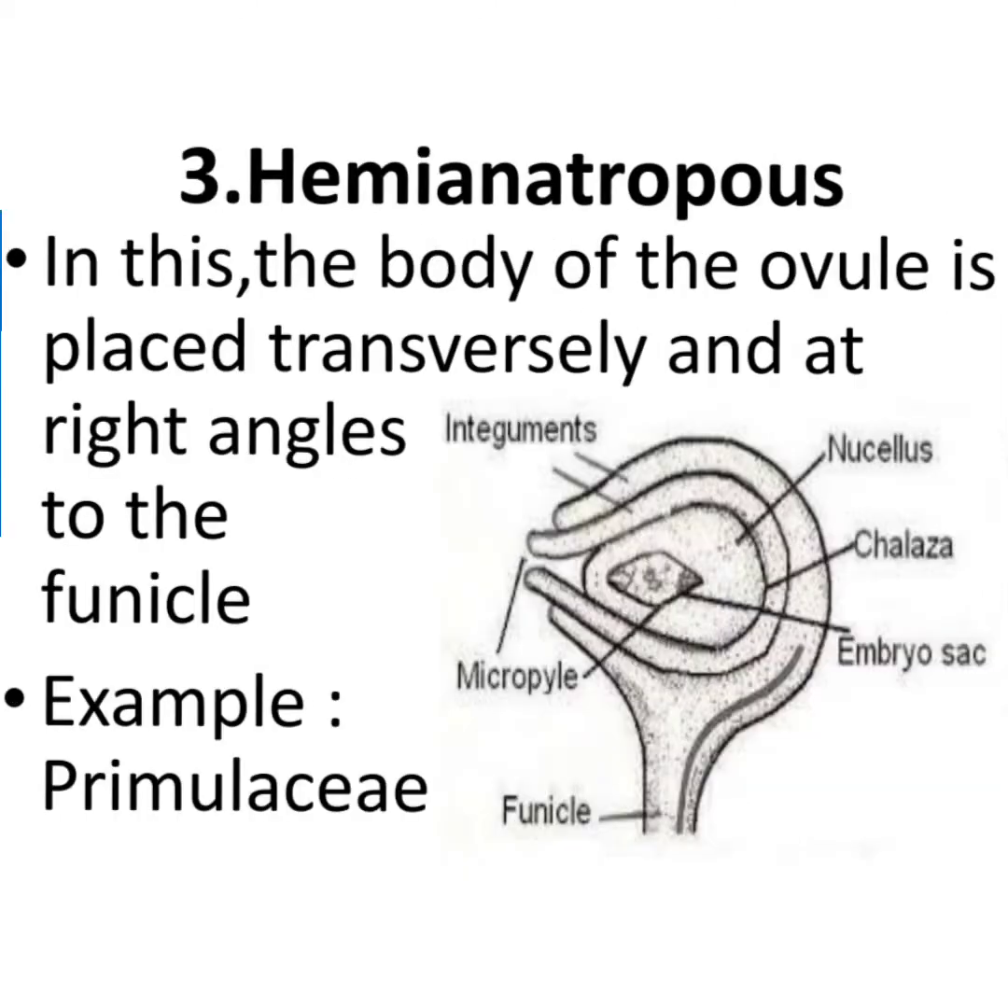What is hemianatropous ovule? In this, the body of the ovule is placed transversely and at right angles to the funicle. Example is Primulaceae. You can see in the image the micropyle, the embryo sac, the chalaza being at right angles to that of the funicle.